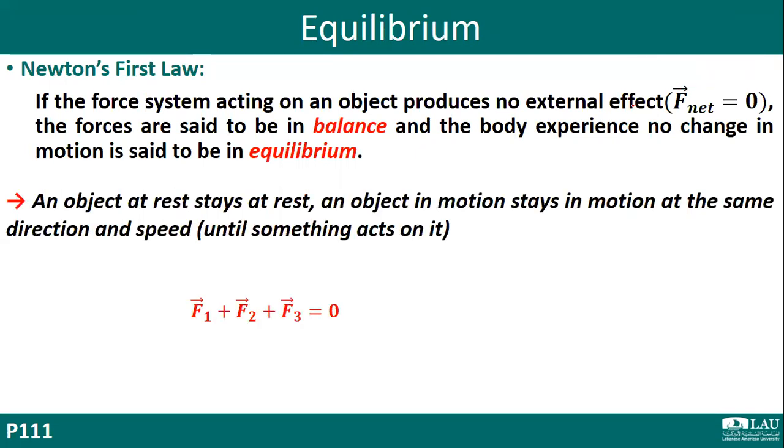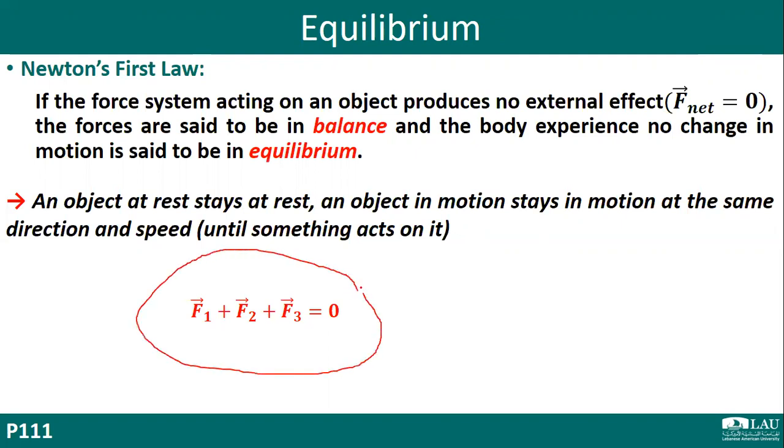So in other words, if an object is at rest, it will stay at rest. If an object is in motion, it will stay in motion in the same direction and at the same speed. So we are not changing anything about the state of our object. So at equilibrium, what does it mean? Balanced forces, or equilibrium, is when we have balanced vectors. In this case, the summation is zero. So F1 plus F2 plus F3 is zero.